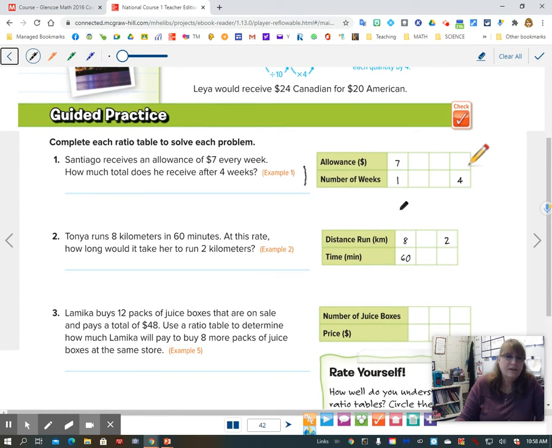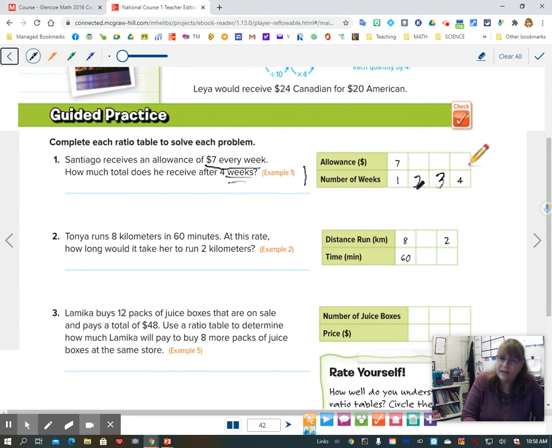All right. So it says that Santiago received an allowance of $7 every week. How much does he get after 4 weeks? So we've got 7 in 1 week. We could go straight to the 4, or we could do the table 1, 2, 3, 4.